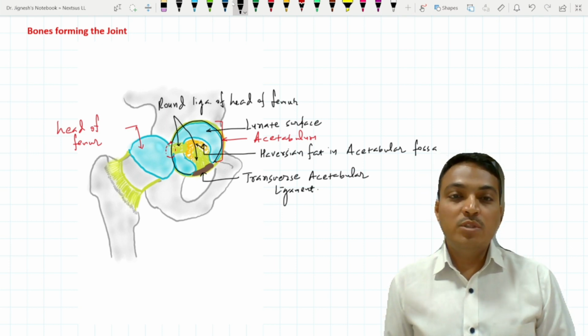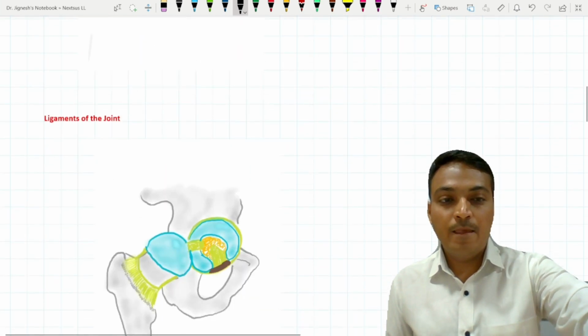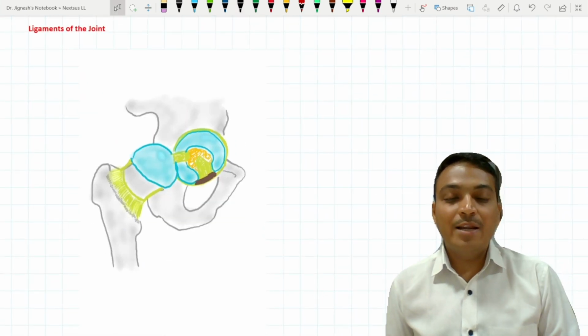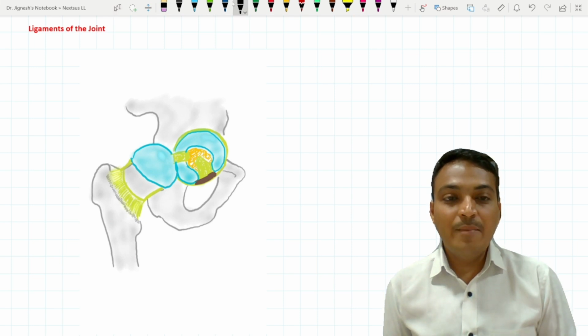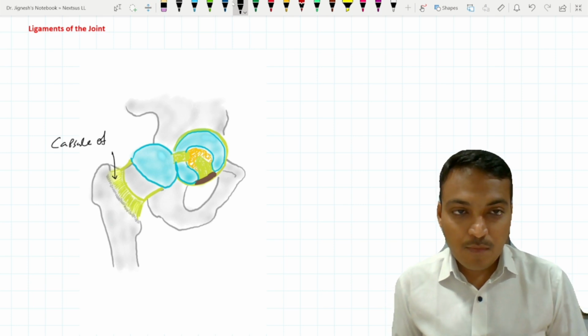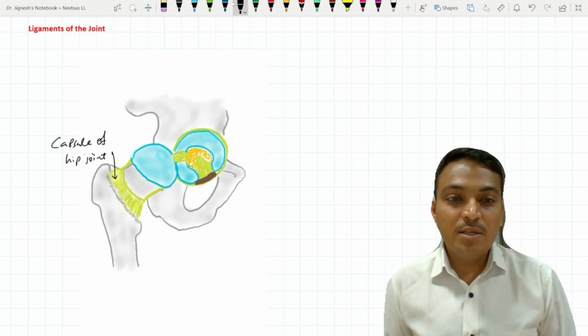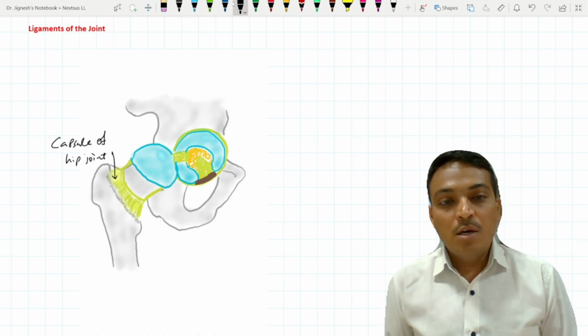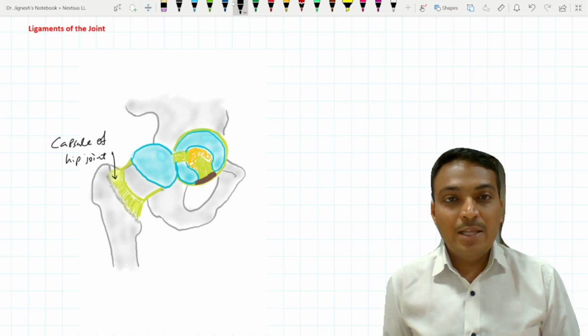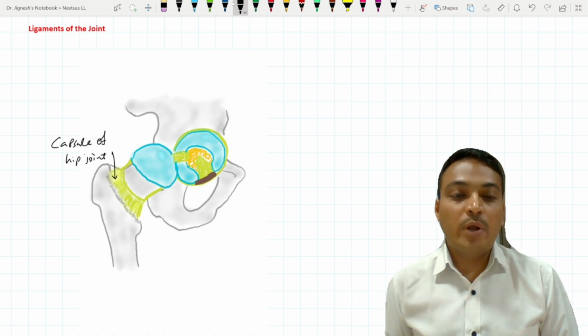Now let's move on to the ligaments of the hip joint. There are as many as 7 ligaments of the hip joint. The first and most important ligament is this capsule of the hip joint. This capsule is a fibrous covering which is going to cover both the surfaces of the hip joint, and this provides protection to the joint.